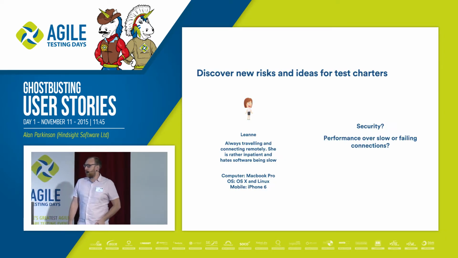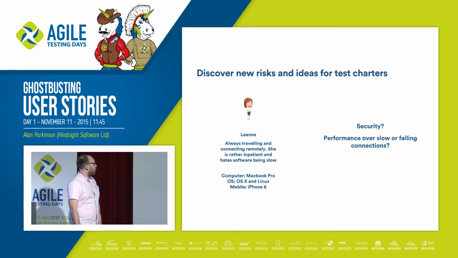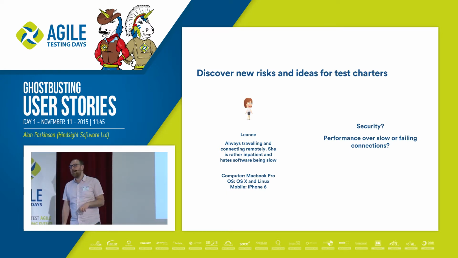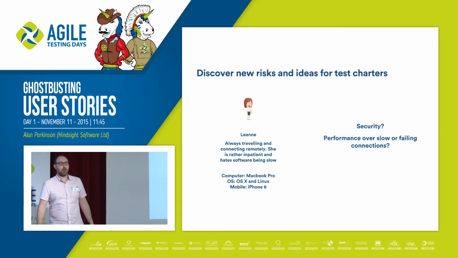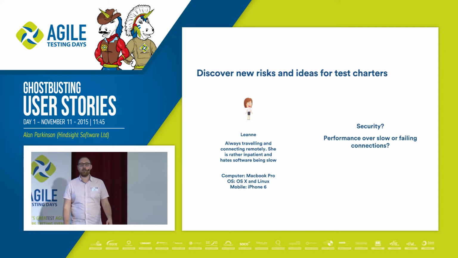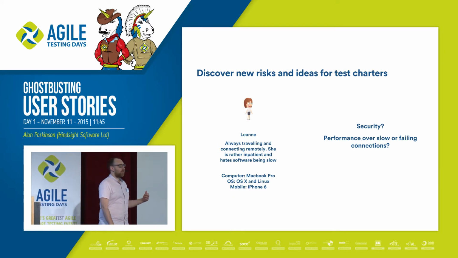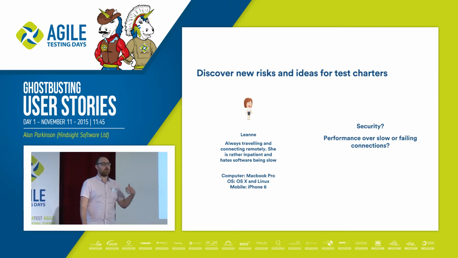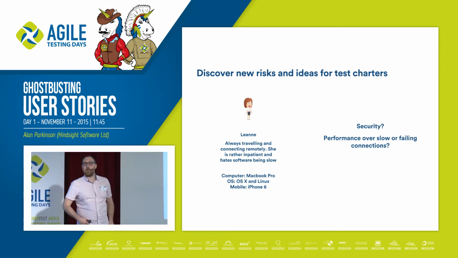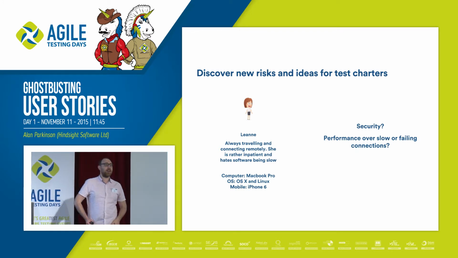So let's look at the Leanne persona from earlier. She's always traveling and connecting remotely. Her job is the CFO of a huge hotel chain, and because she's visiting different countries, she's accessing remotely. Knowing that she accesses remotely gives us different ideas for our test charters, different risks, different things to consider. A good one is security. Perhaps we've got a VPN between our system. She's going to need access.